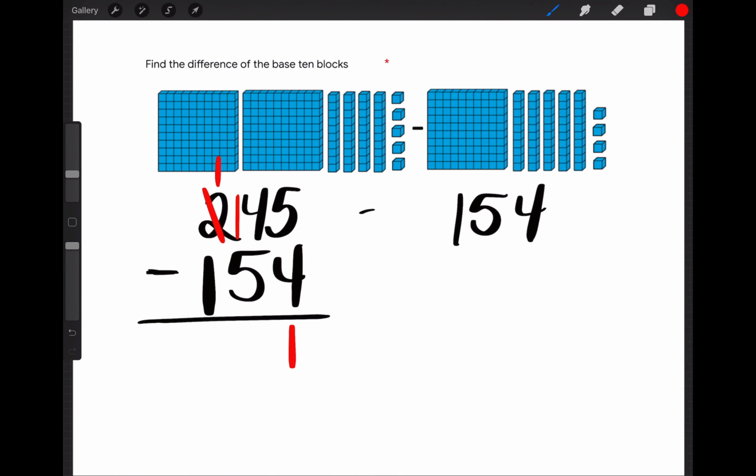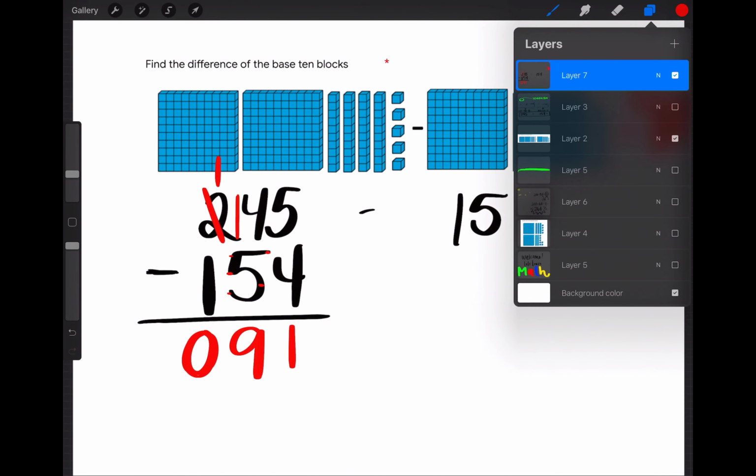Now, what's 14 subtract 5? Ready? 14, 13, 12, 11, 10, 9. Your answer is 9. So now we have 1 subtract 1, which equals 0. Now, you don't always have to write a 0, but it does help to know your place value. Your answer then becomes 91. And you had solved that problem.